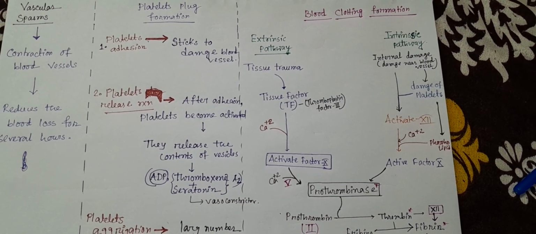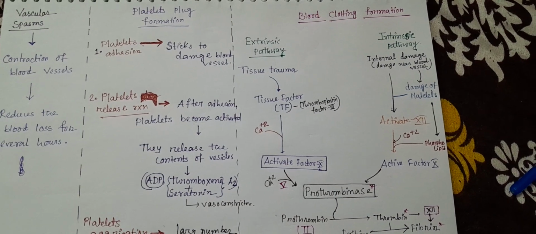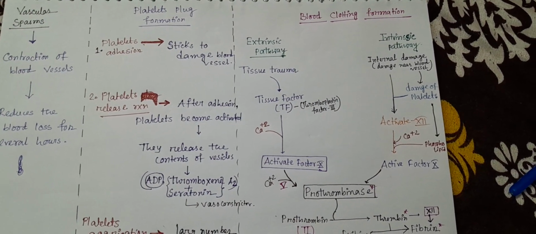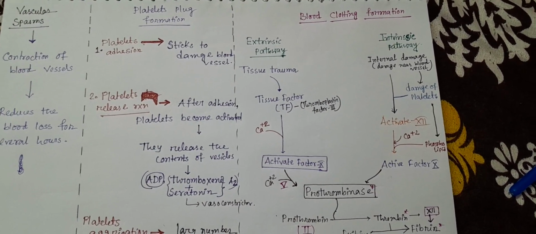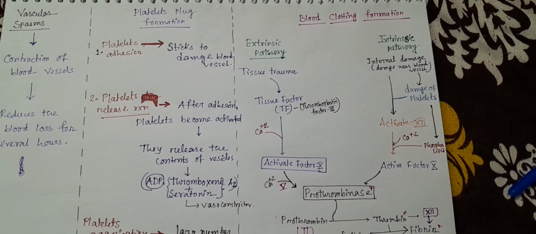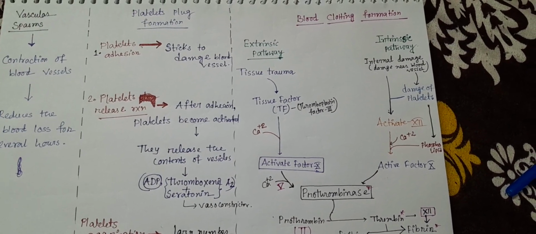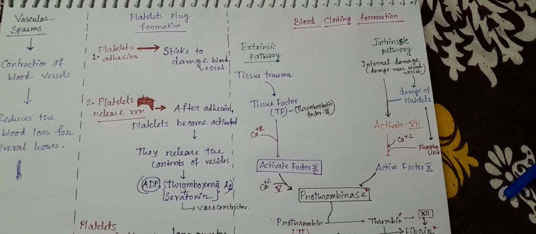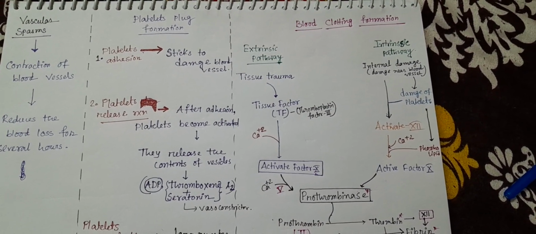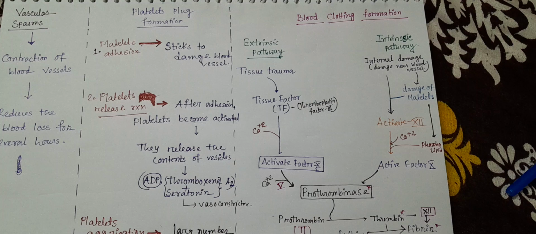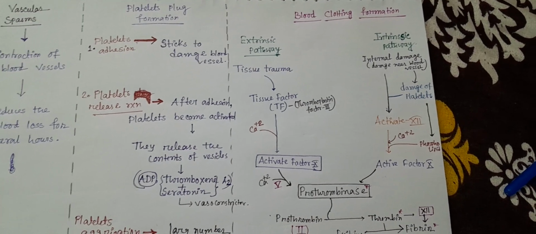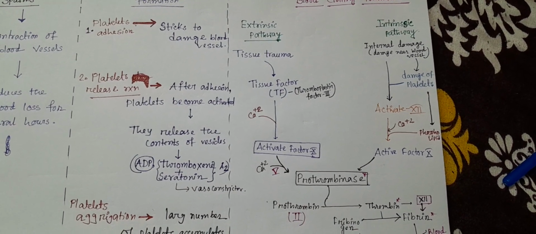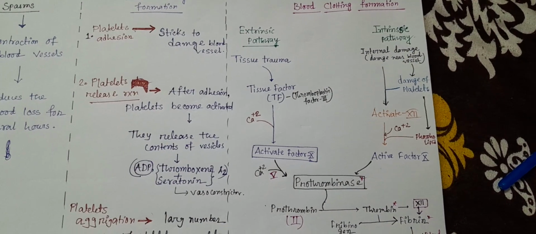Here, after the adhesion of the platelets, they become activated, and we all know platelets are non-nucleated. There is no nucleus in the platelets, and some granules are present in the cytoplasm, which are packed vesicles, right? From these vesicles, some chemicals are released, like ADP, thromboxane A2, and serotonin. These are the chemicals released from the platelet granules, the platelet vesicles. And thromboxane and serotonin help in the constriction, the narrowing of the blood vessels as well, right?